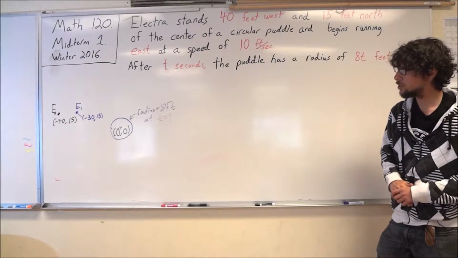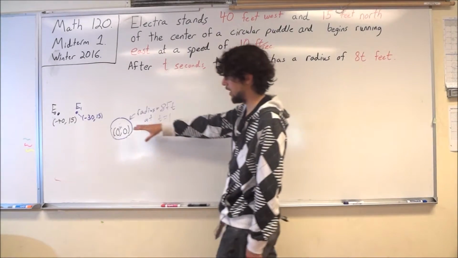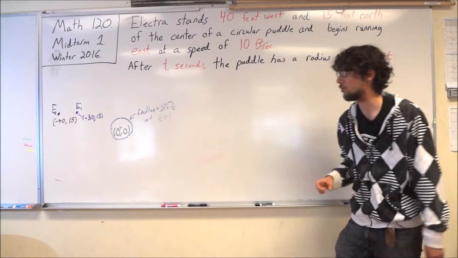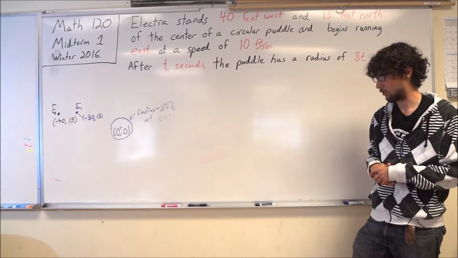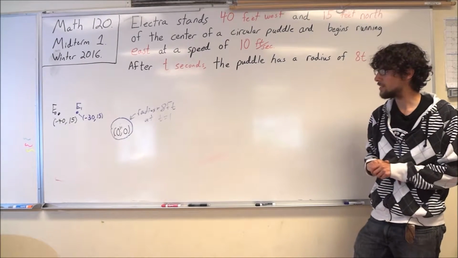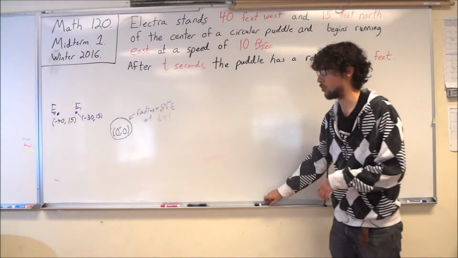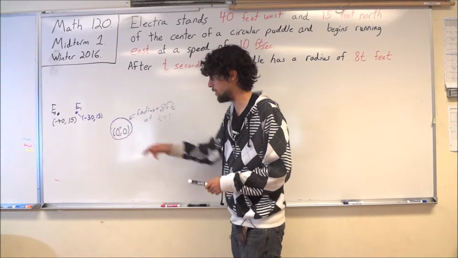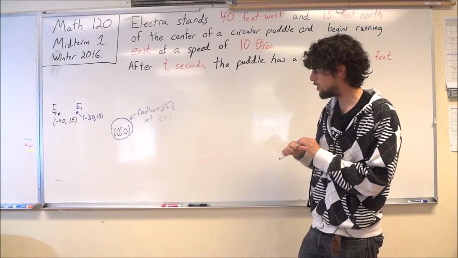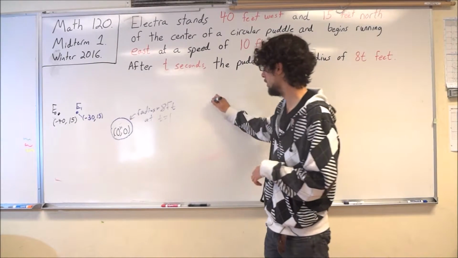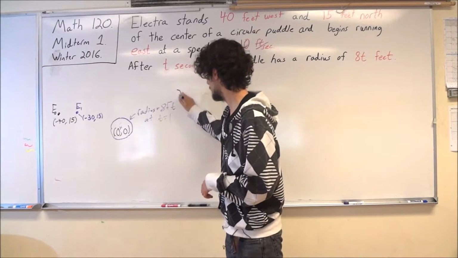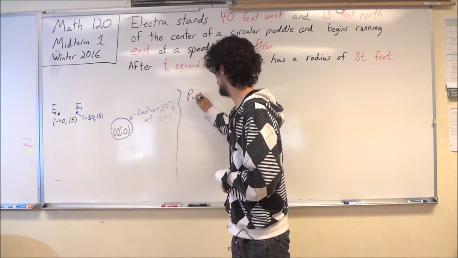I need to somehow come up with a specific description of when Electra will enter the circle and when Electra will leave the circle. So let's see. What can I say about this circle? Because I chose the center of the circle to be the origin, my equation for my circle, my puddle, is going to be somewhat straightforward.